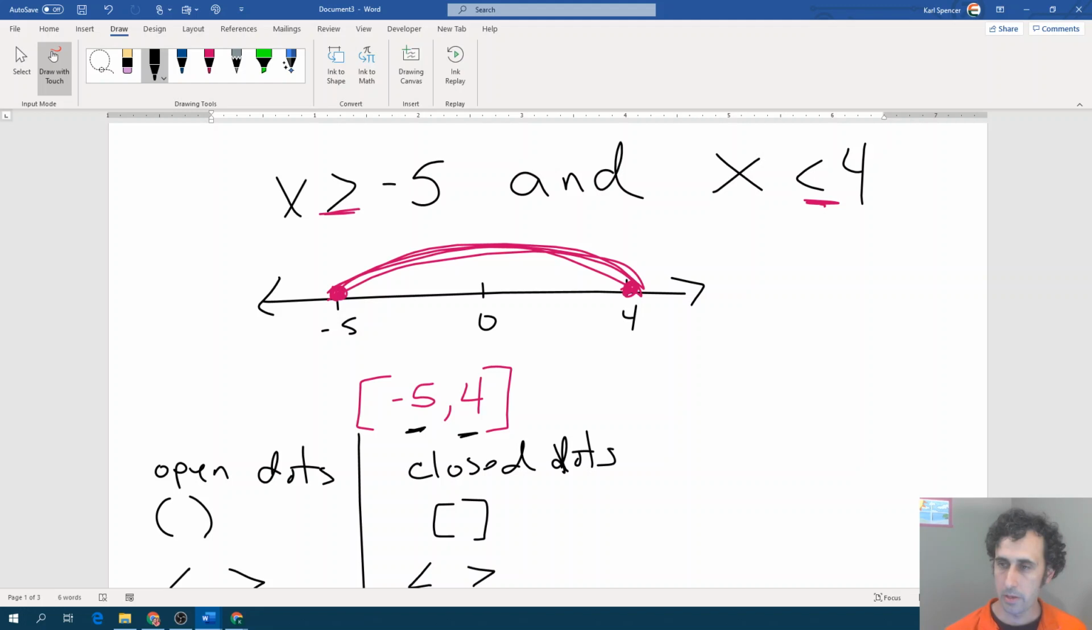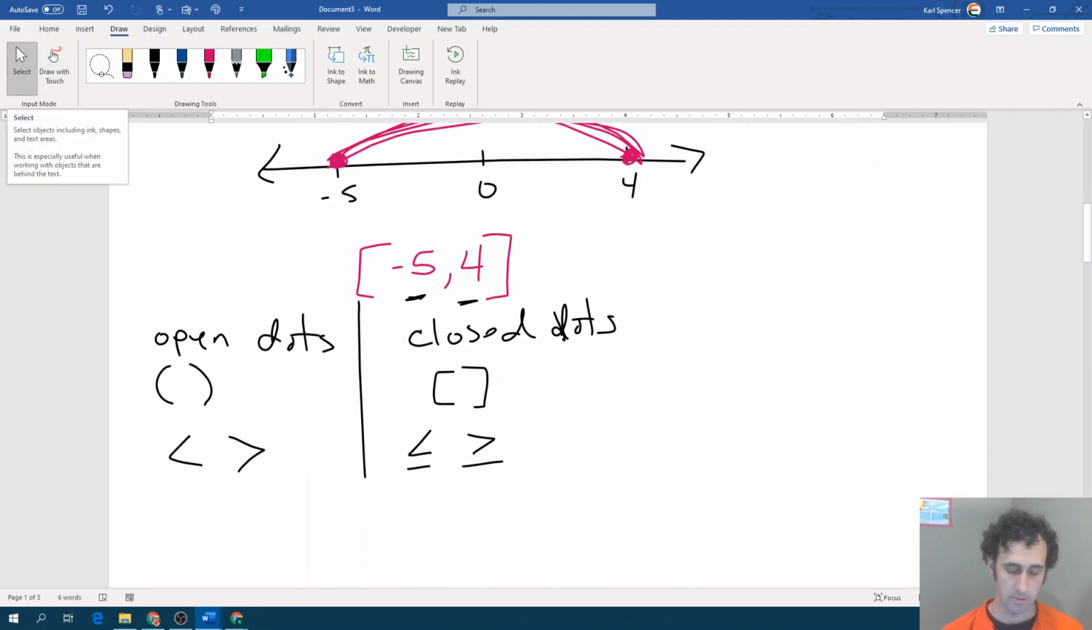I realize that was quick, but again, if you have some more questions, please let me know. This was intended to be just sort of a crash course on using open and closed circles as far as inequalities go, or interval notation.